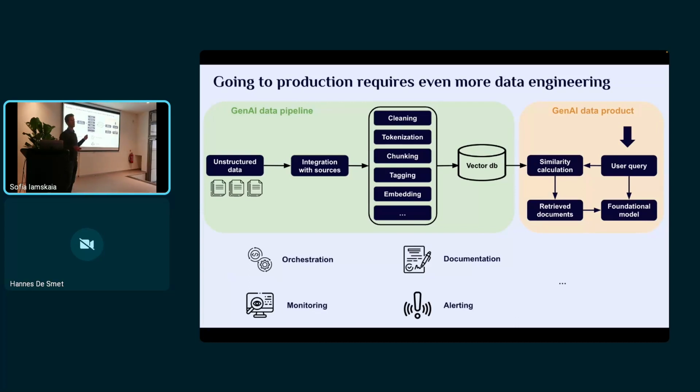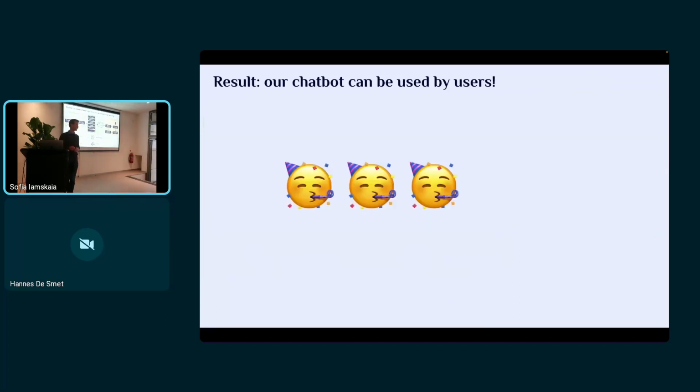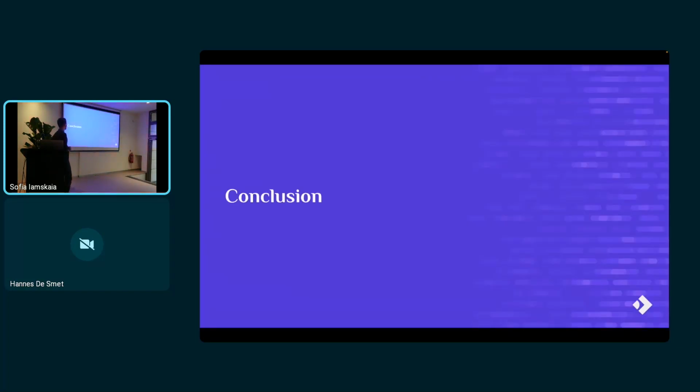And what do I want to stress with this? Well, it's not simply the orange box if you want to build a GenAI data product, but you also need to take into account the green box and everything that comes around. If we do this all properly, then we can be really happy and have our chatbot. And then we are also at the final slide.